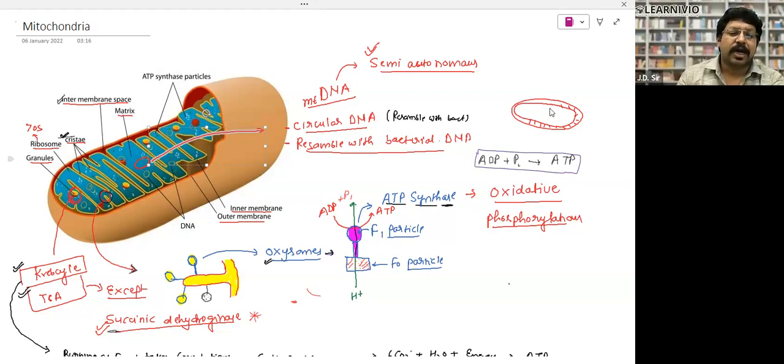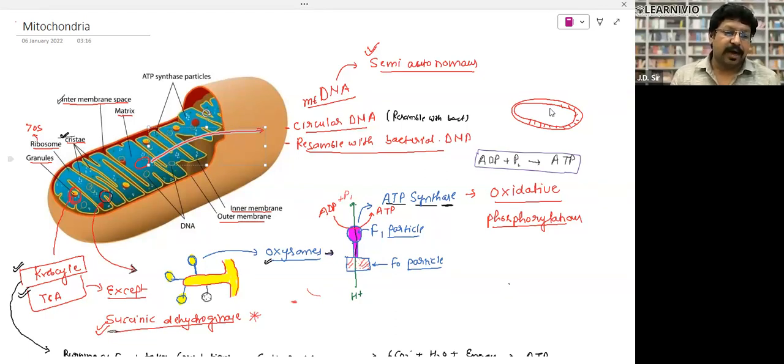Inside the matrix there are ribosomes, whose function is the formation of protein. But yes, the size of the ribosome is smaller, like in bacteria. So they also have 70S type of ribosome. Okay. Inside mitochondria, there is a small circular DNA called mitochondrial DNA, right? This is circular DNA, right? It resembles bacterial DNA.